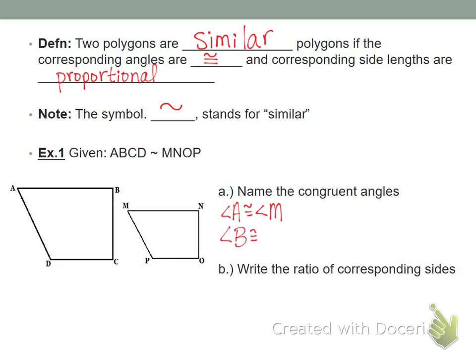Angle B is congruent to angle... Give me another pair. Angle D is congruent to angle P, the last one we need. Good. Angle C is congruent to angle O. No, it does not matter to me which order you put them in. It doesn't matter to me if ABCD is on the left or the right, as long as you have your correct pairs.